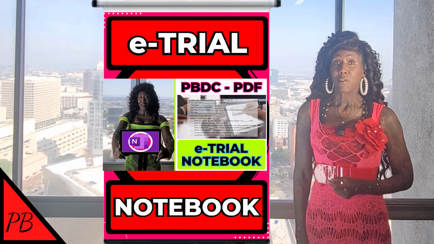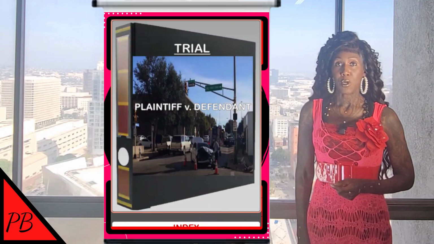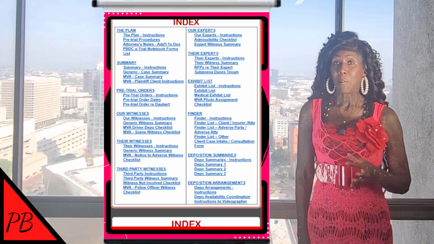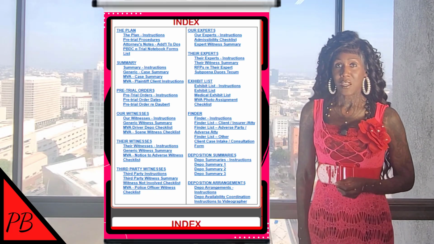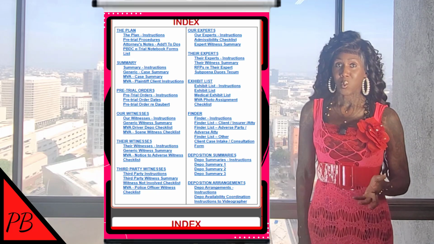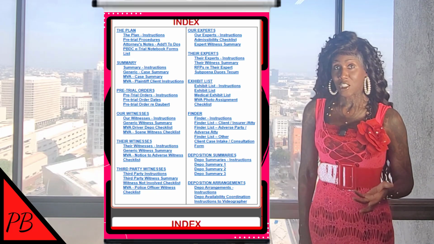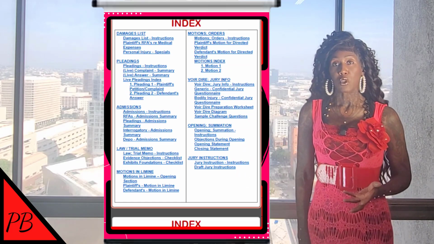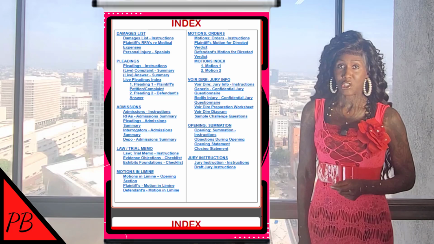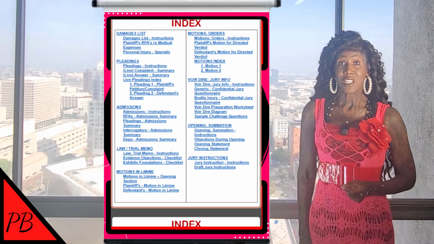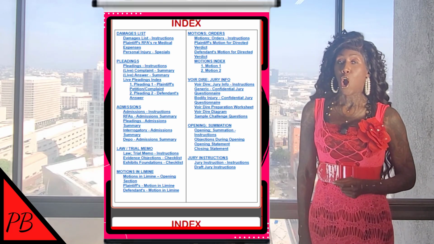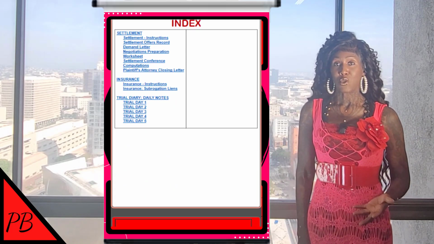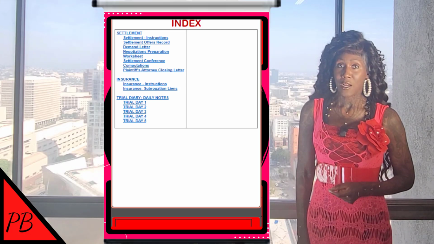Now, the PDF version of my OneNote eTrial notebook was made using PowerPoint, and so I've also included the PowerPoint version in the PDF version of the template as well, so that you can delete sections that are not applicable to your case or that are not applicable to your style of trial presentation. And you can even move sections around and create your own standard template that you can use to efficiently create eTrial notebooks for your subsequent trials.